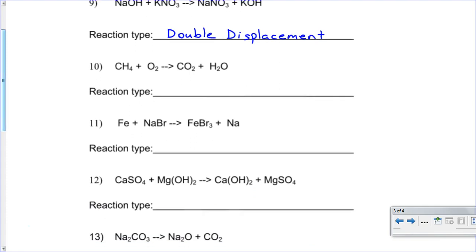For number 10, we've got CH4 plus O2 yields carbon dioxide and water. All right. Again, hydrocarbon fuel, oxygen, carbon dioxide, water. All right, so that is a combustion reaction.